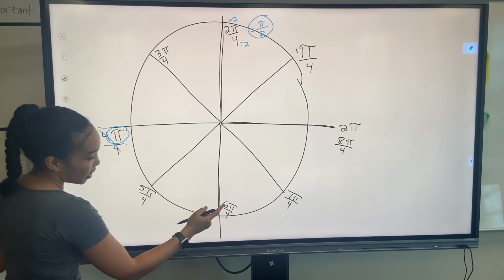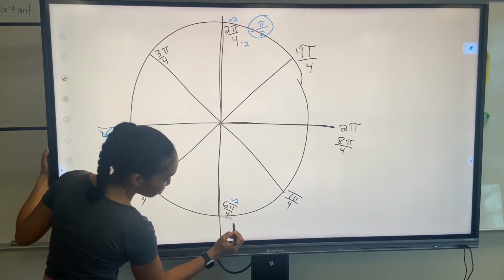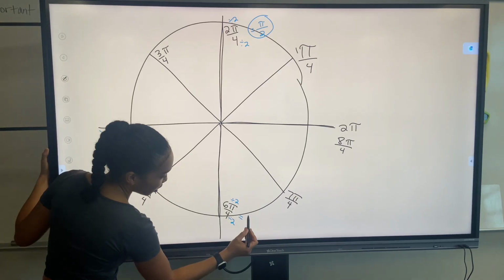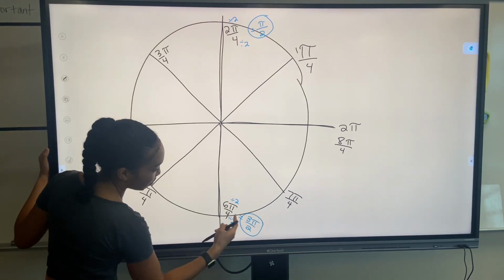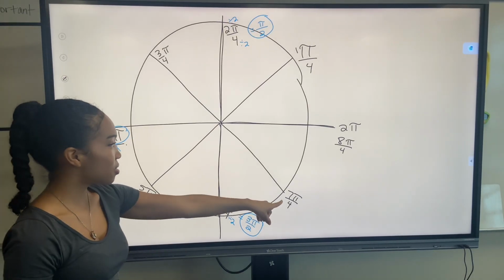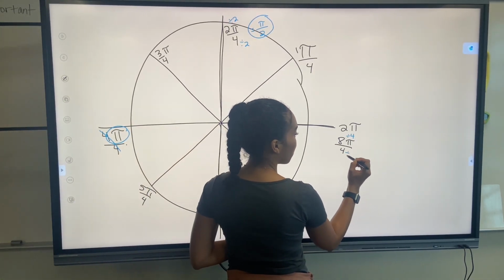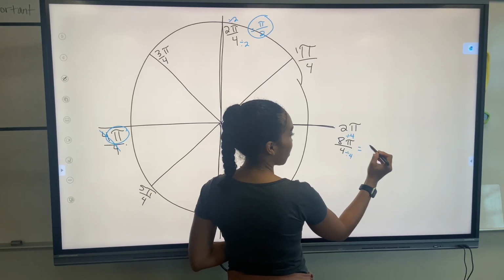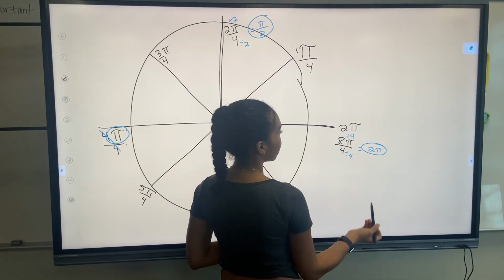That's simplified. This one, you can divide the numerator and the denominator by 2. 6 divided by 2 is 3. 4 divided by 2 is 2, so this is 3 pi over 2. This is simplified, and this right here, divide both numerator and denominator by 4. 8 divided by 4 is 2. 4 divided by 4 is 1, so you're left with 2 pi, which we already knew.